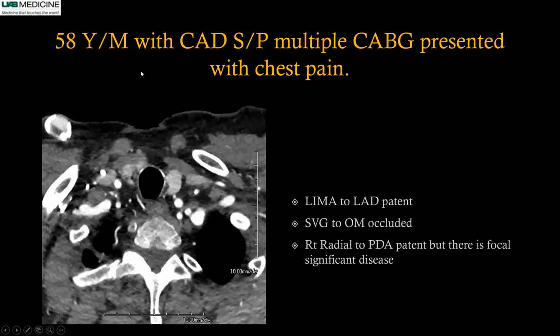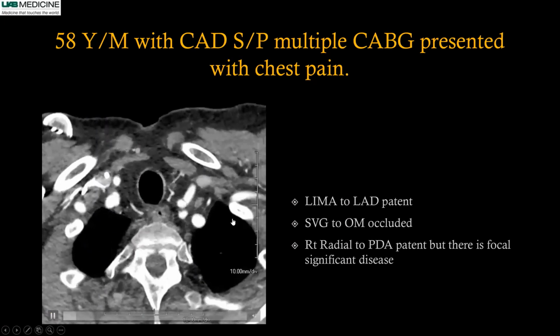This is a 58-year-old male who had CAD and multiple CABG, presented with chest pain. We often do CTA because CTA is very good at looking at coronary artery bypass grafts, because these grafts are away from the heart, so cardiac motion does not affect many of these grafts, and you don't have to really control heart rate. So CTA was done in this patient.